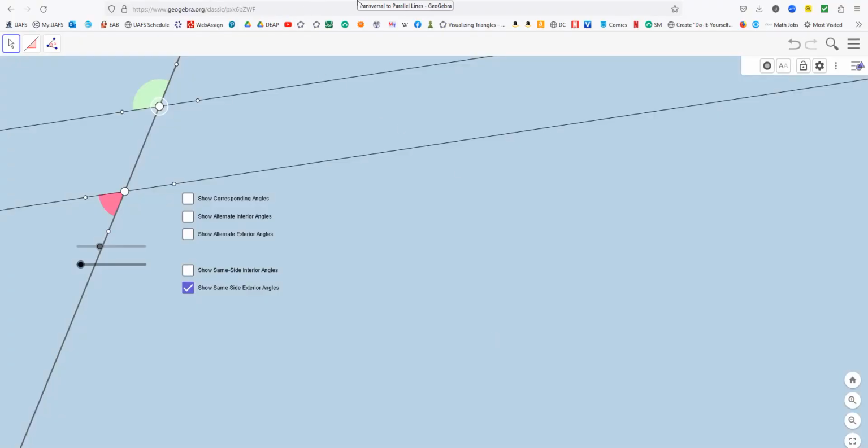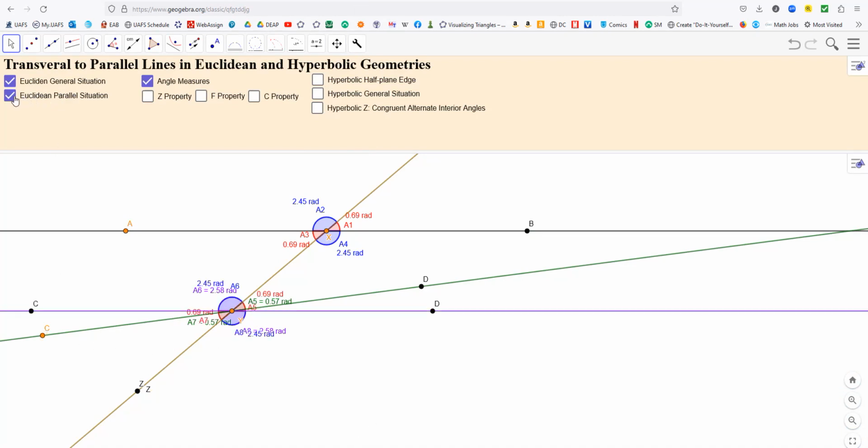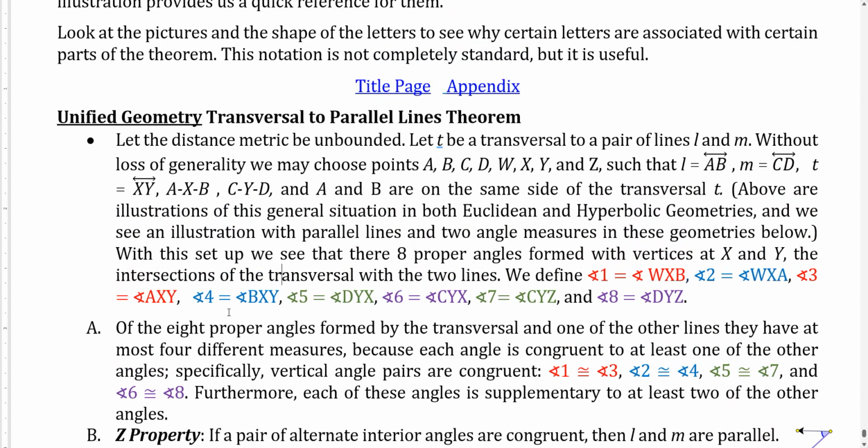illustration here. Okay? Now, ultimately, we're going to be in the parallel situation, so it's going to look like this. Okay? Now, by the way, let's talk about what these, well, we'll come back to that in just a second. Let's go down to here. So the first part is just setting it up.